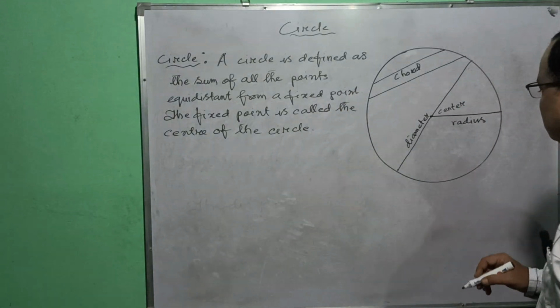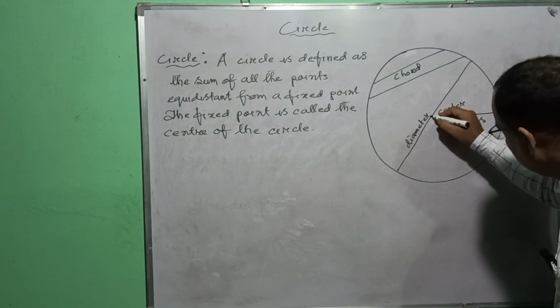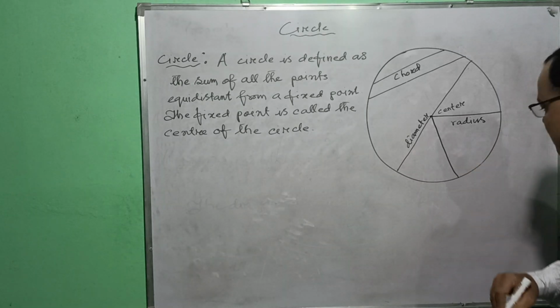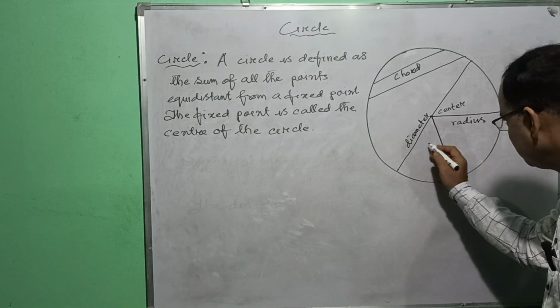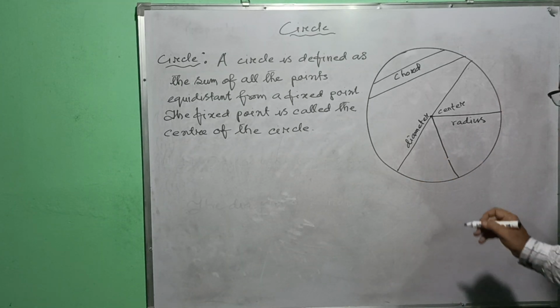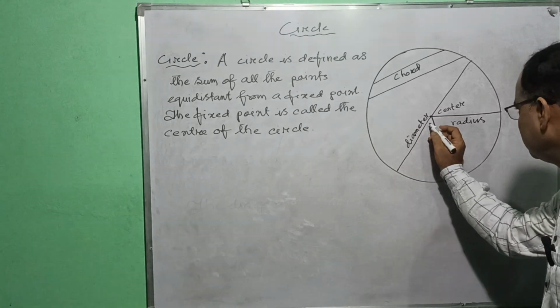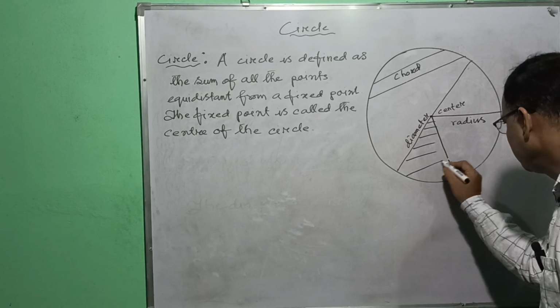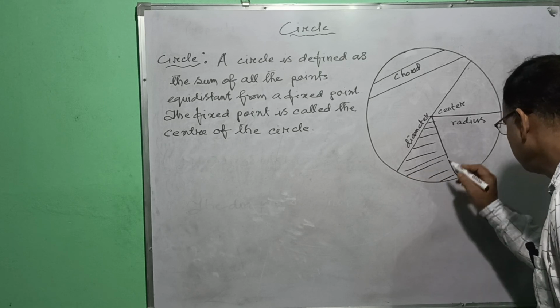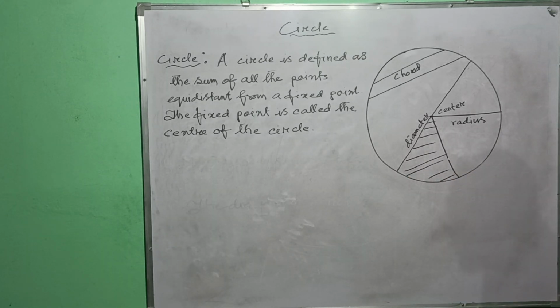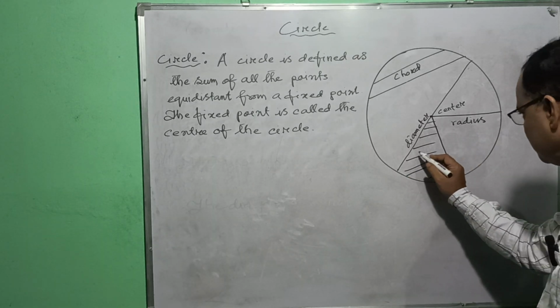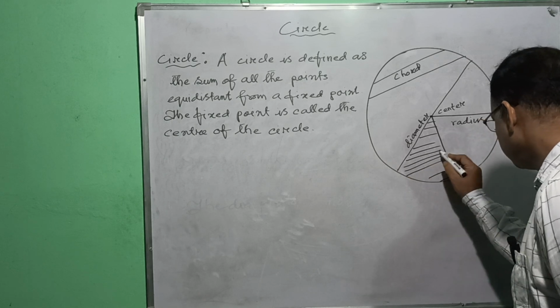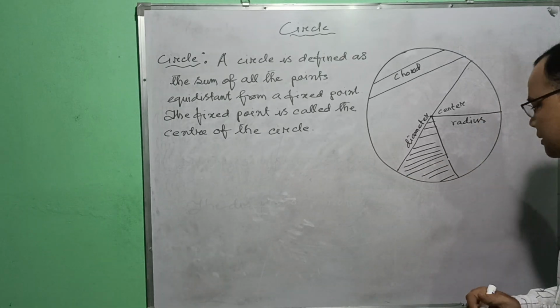Now we'll discuss another thing. Let me draw another radius. So here two radii are there. So between these two radius, this area is called the sector of a circle. So this is the sector of a circle. How can we define the sector of a circle?